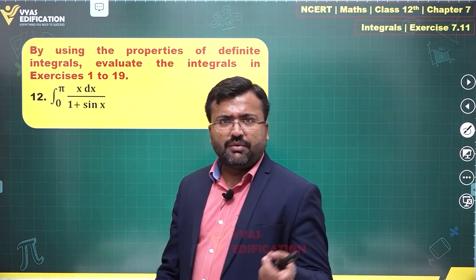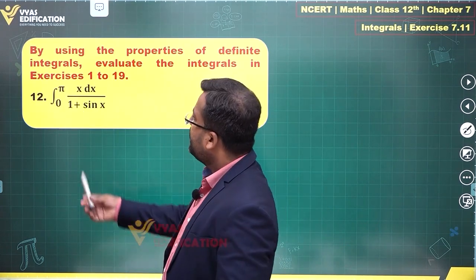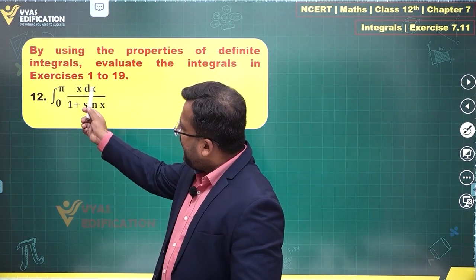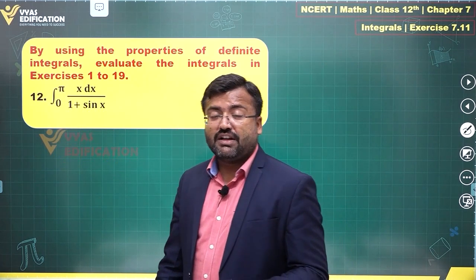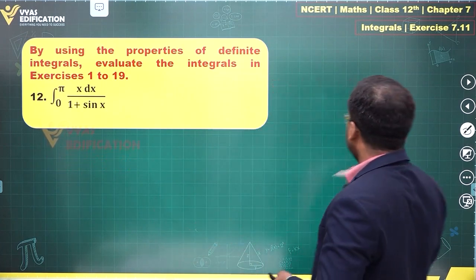If you apply the king property, that is f of a plus b minus x, this will convert to pi minus x. This will convert to sin of pi minus x, which is sin x again. So once again, we'll get the same denominator. Yes, that is a useful property.